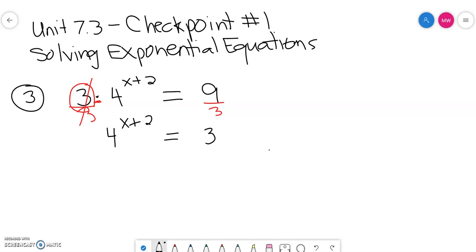Okay, from here, this is where you're hitting the new stuff. We're down to just an exponent, right? We have a base of 4 with that exponent of x plus 2, and we need to undo that. Well, the opposite of multiplying is dividing, but the opposite of an exponent is a log. So the next step that we're going to do right here is we're going to convert this whole thing into a log.